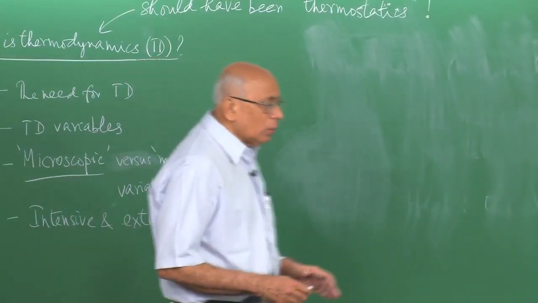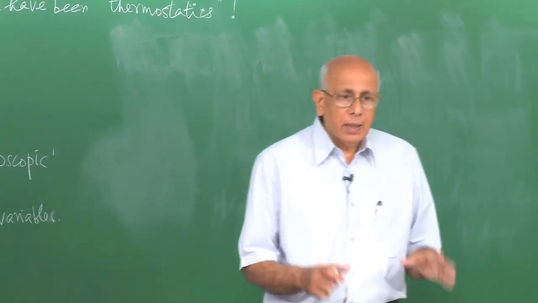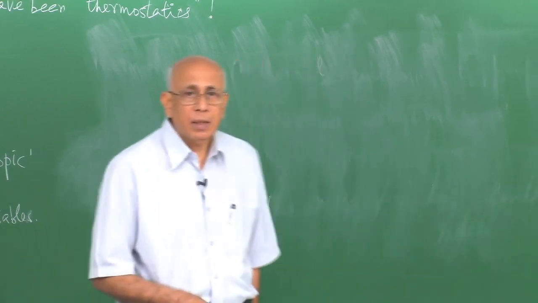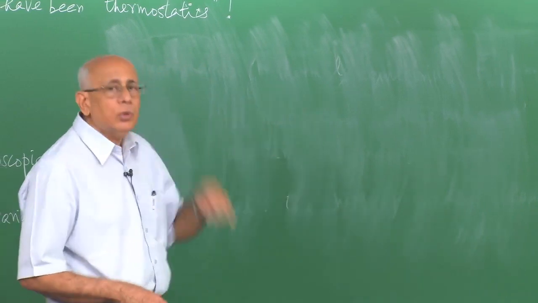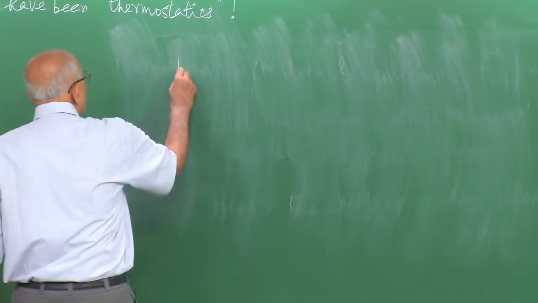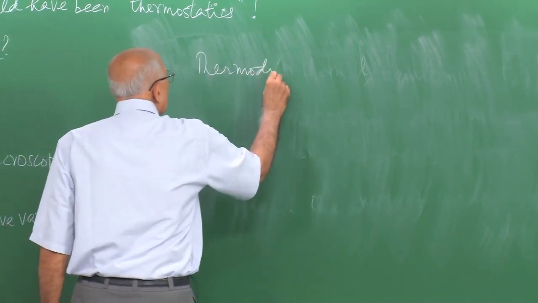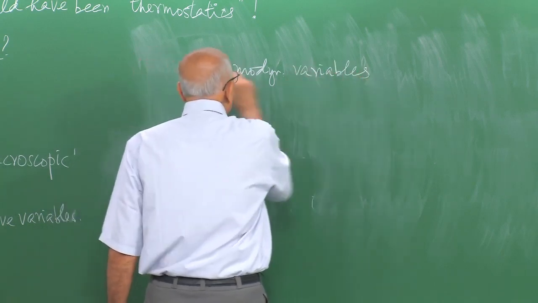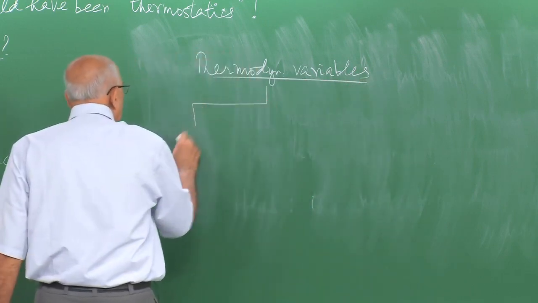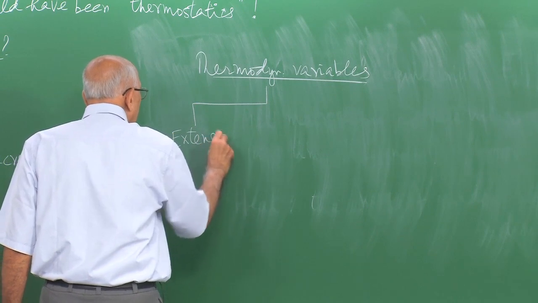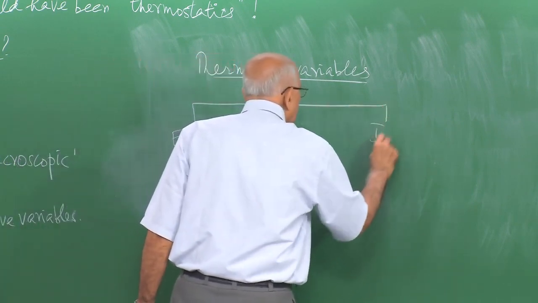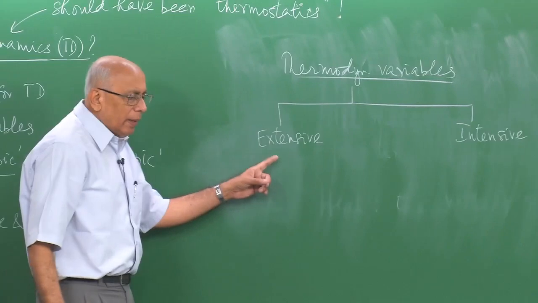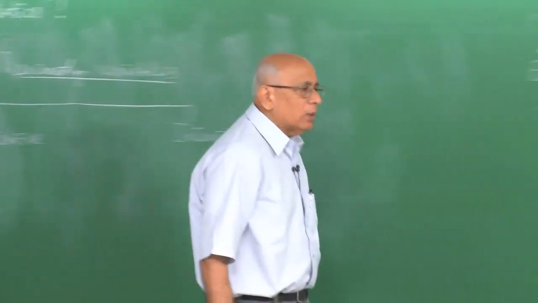Well, since we are going to deal with large systems, it is clear that all these variables can be quite large in numerical value. Avogadro's number itself is much larger compared to unity, and it turns out that you have two kinds of thermodynamic variables. One is the extensive variety and the other is the intensive variables. What I mean by extensive variables are those which depend on the system size.